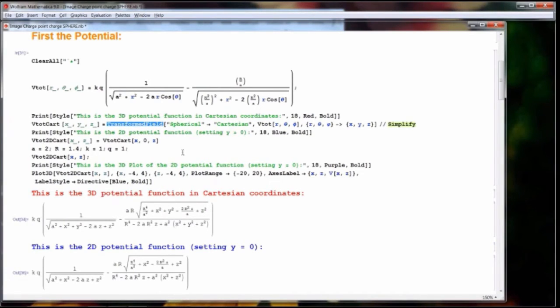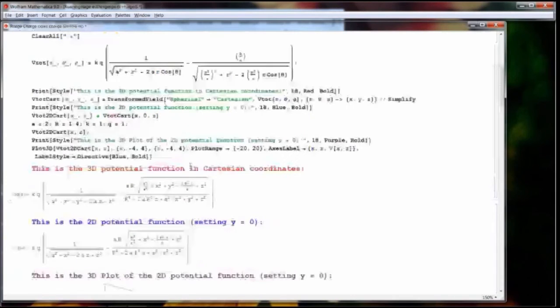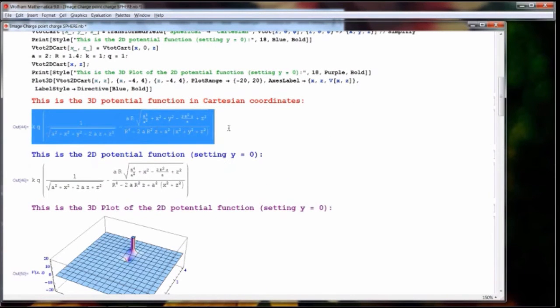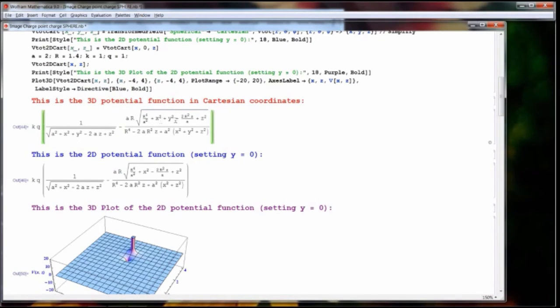We also want the two-dimensional version of this, because we can't plot something that has 4 quantities. So in that case, we're going to just take y equals 0, and we'll get a projection on that axis. I can show you more about the program, but actually what I want to do is run this. We get the Cartesian coordinate potential, so this is 3D, in x, y, and z. This is what it would look like.